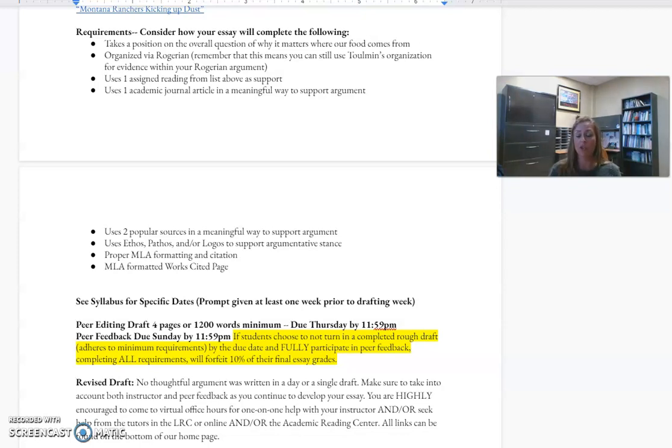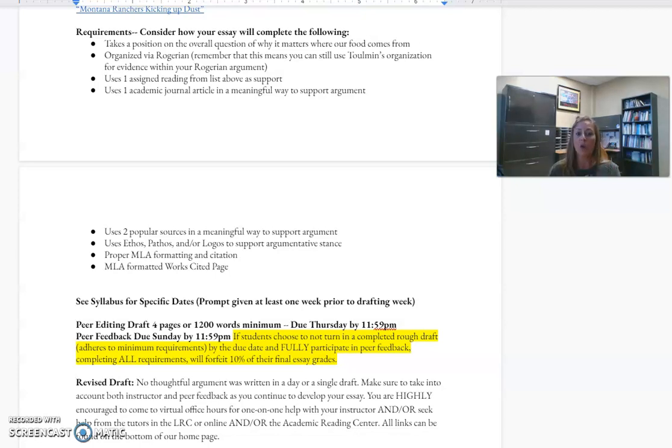So remember that you can still use Toulmin and you can still use the classic oration, which don't worry if you don't know what those are, you'll get those in the lessons. And you can use that within your Rogerian argument. So it's really important that you understand those 3 argumentation styles.